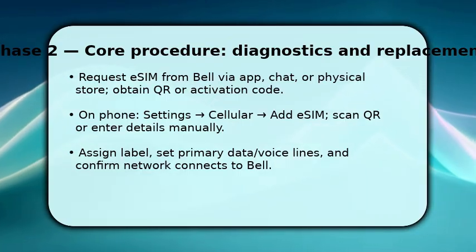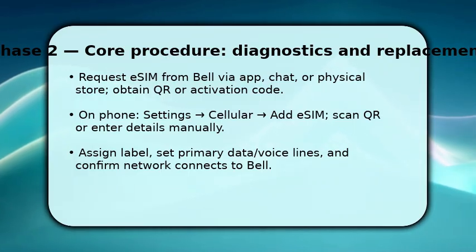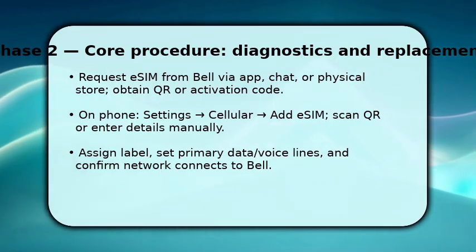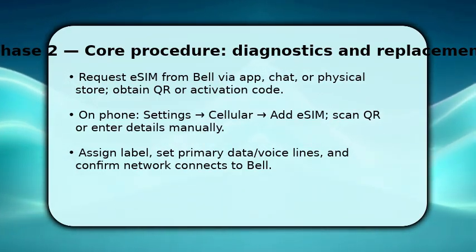When prompted, label the line and choose whether this will be your primary data or voice line. Make sure the new profile shows Bell as the carrier. If it doesn't, repeat the scan or re-enter the code carefully before removing the physical SIM.